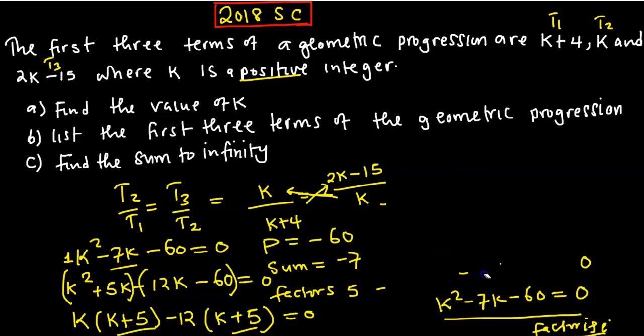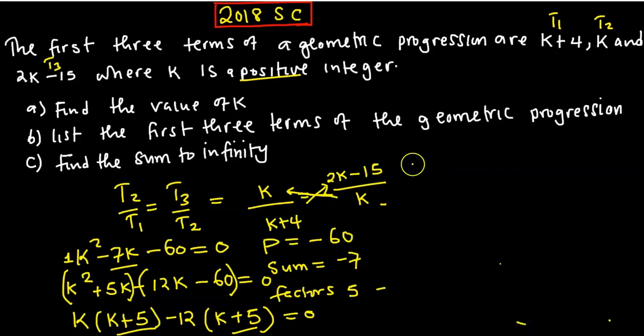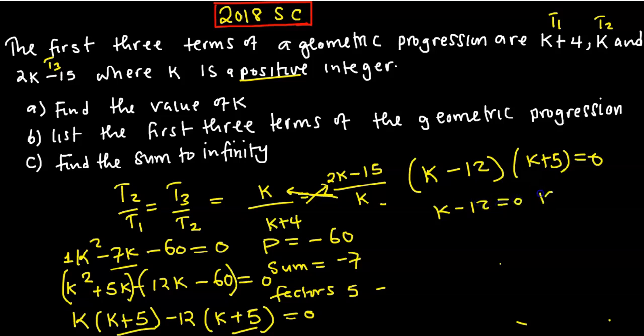Factorization shouldn't be a problem. So we have k minus 12 and k plus 5, all equal to 0. Now, it means that k minus 12 equals 0 and k plus 5 equals 0. Remember, we want the positive integer. So this one gives k equals 12, and this one gives k equals negative 5. So we discard the negative part and go with the positive part. Therefore, k is equal to 12.